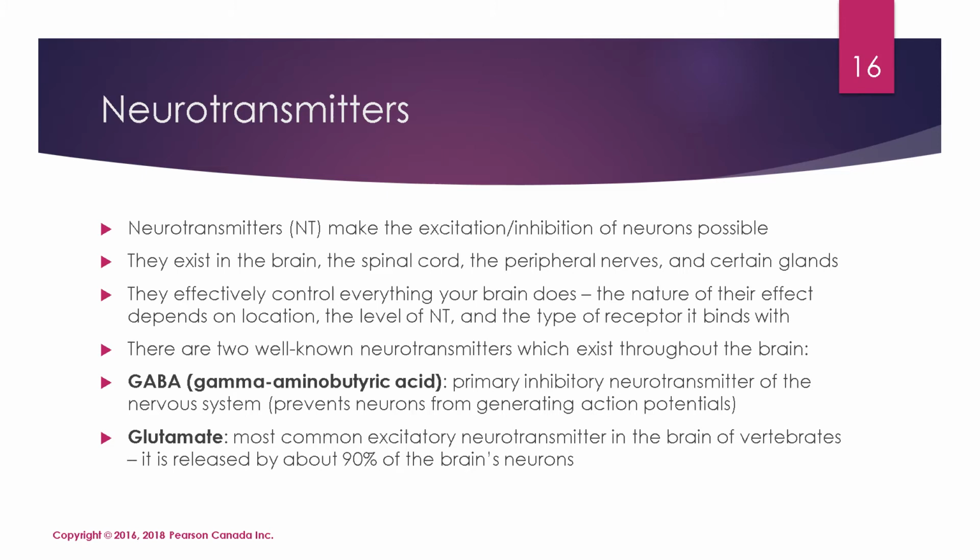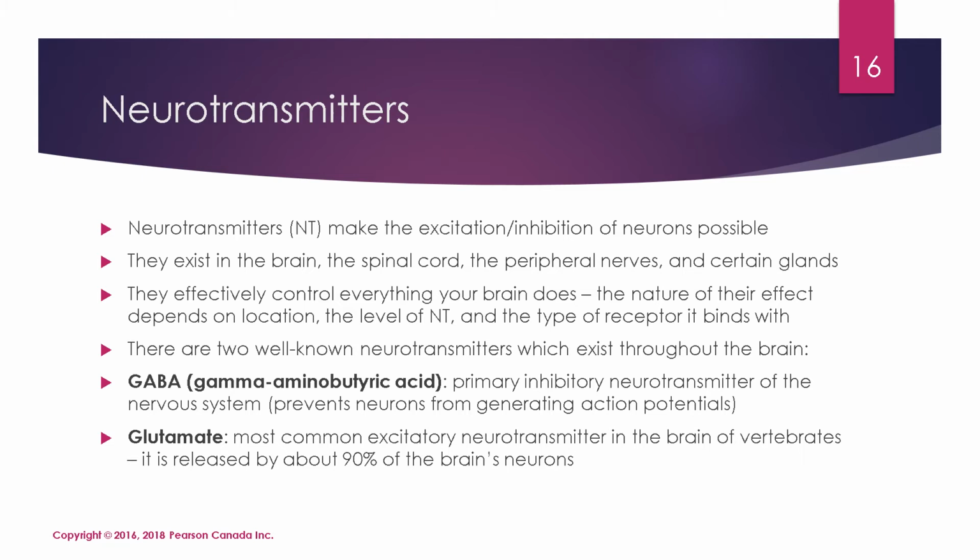There are two well-known neurotransmitters which exist throughout the brain. There's something known as GABA, or gamma aminobutyric acid, and it's the primary inhibitory neurotransmitter of the nervous system. So it's the one that causes a receiving neuron to be less likely to fire again. And so essentially it is produced by a lot of cells in your brain. It is the most common inhibitory neuron that we have within our nervous system.